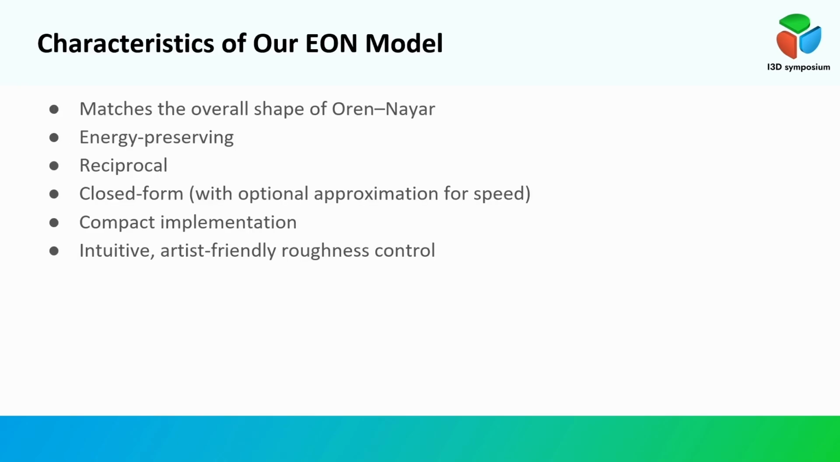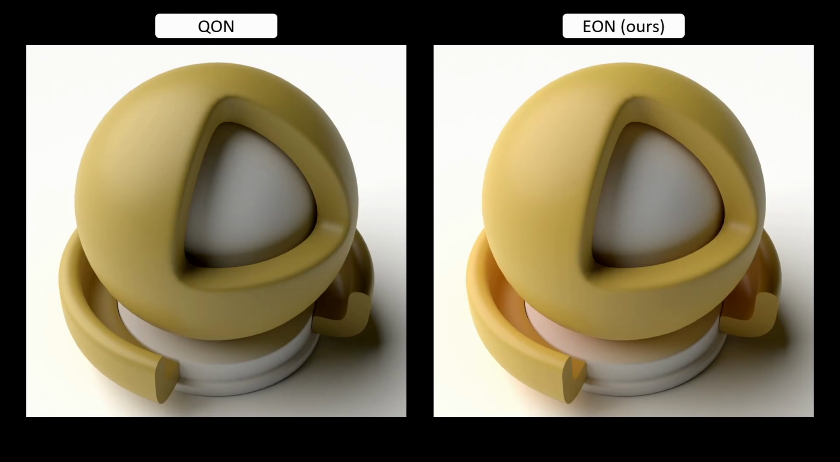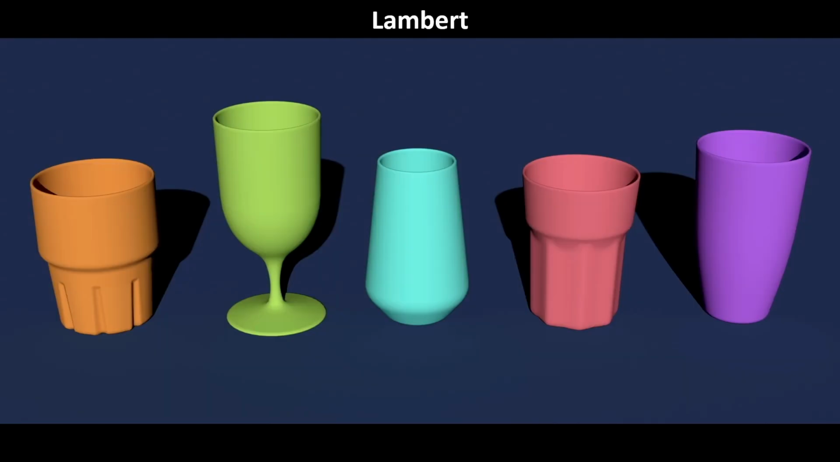Ultimately, our EON model has a lot of nice qualities. It matches the overall shape of the original Oren-Nayar model, that flat, rough appearance. It's energy preserving, reciprocal, closed form. It's compact, and it's intuitive to use. Now, if we compare a multiple scattering render against the popular QON model, we see ours is much brighter and more saturated. And if we look at a front lit render, similar to that concrete vase we saw earlier, this is where you can really tell the differences.